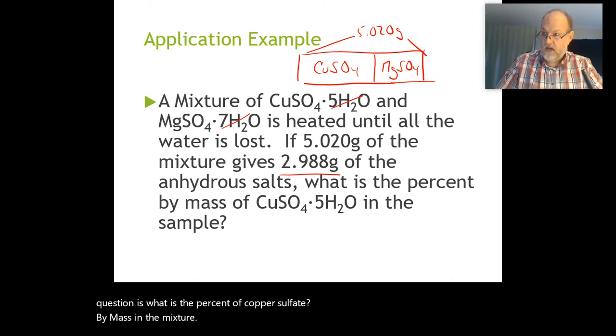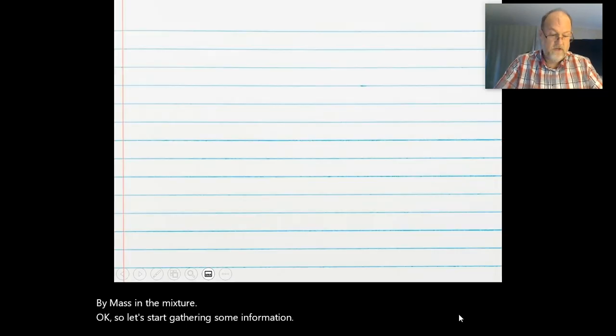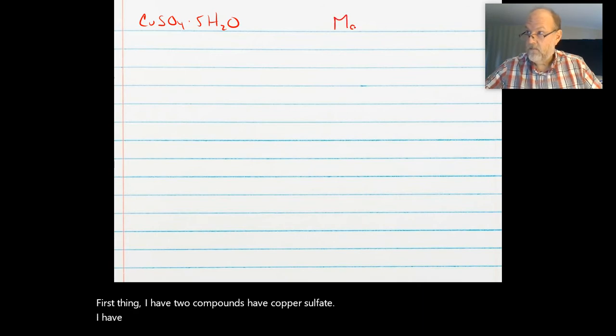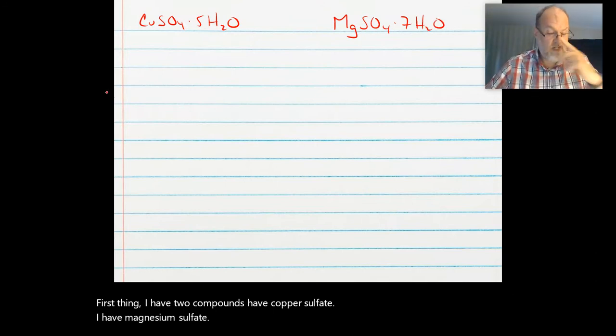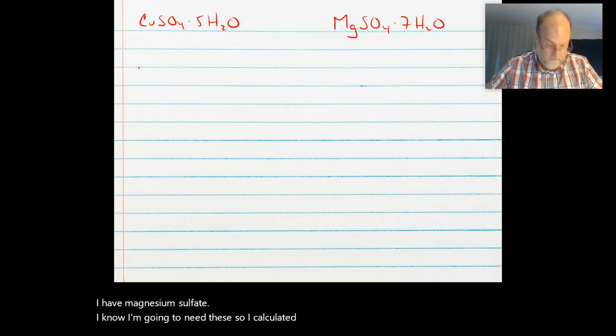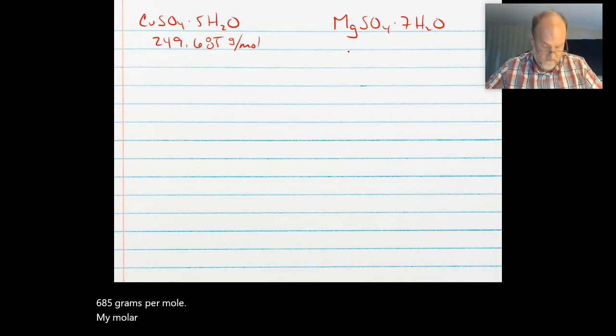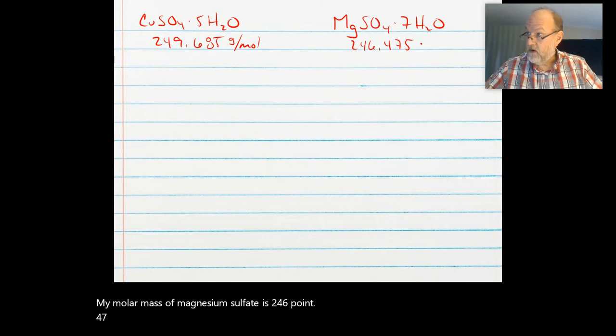Okay, so let's start gathering some information. First thing, I have two compounds. I have copper sulfate and I have magnesium sulfate. I know I'm going to need these, so I calculated them. My molar mass of copper sulfate is 249.685 grams per mole. My molar mass of magnesium sulfate is 246.475 grams per mole. So I'm going to need both these numbers.